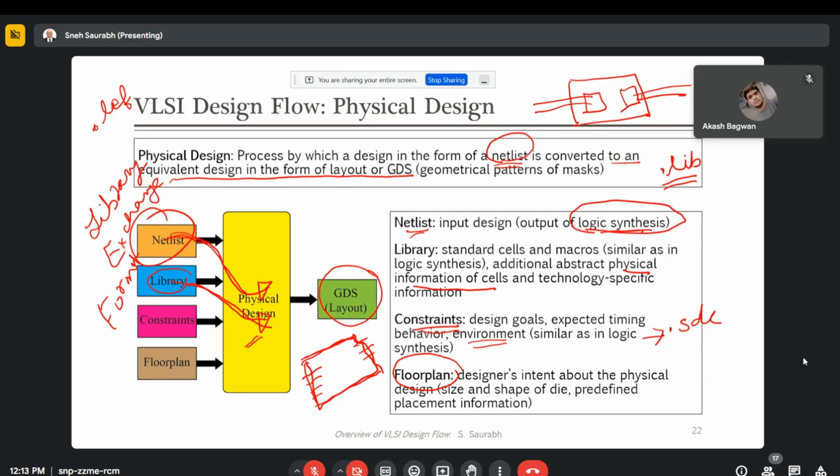And once these inputs are given to this physical design tool, the tool will create the layout for us, and this layout will be sent to the foundry for fabrication.